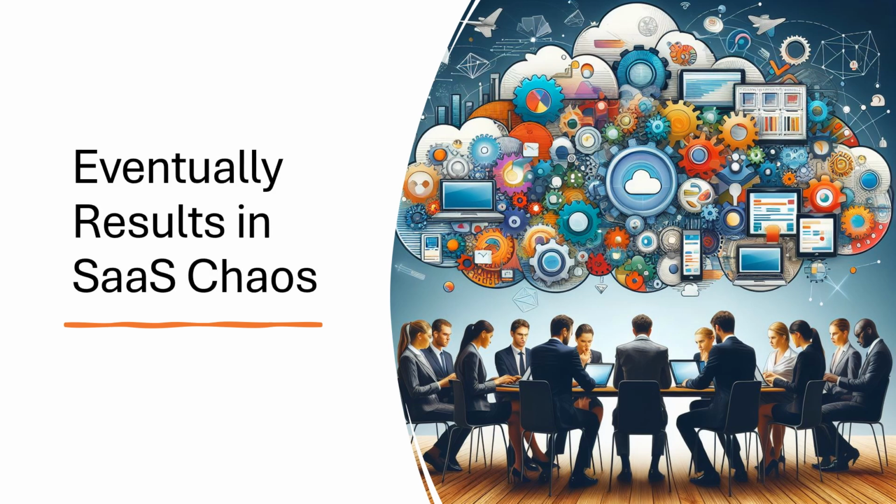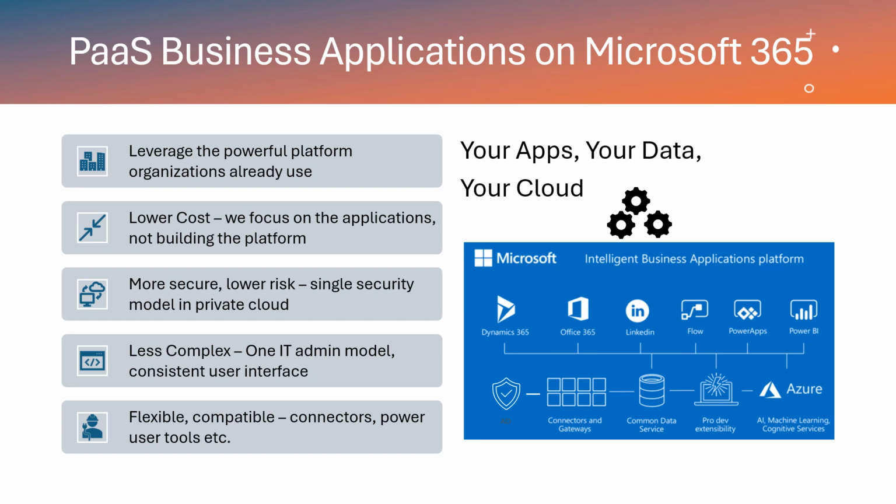And what eventually happens, if this keeps on going, is it can eventually result in what is being called software as a service chaos. Everything's all over the place, hard to manage, and so on. So let's take a look at the platform as a service option for your applications. And we'll look at specifically applications on Microsoft 365, since that's really what you've already invested in.